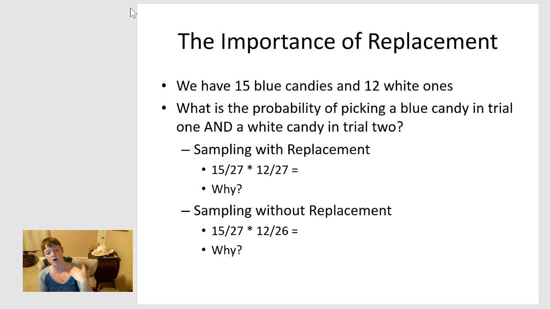And so instead of just multiplying the two probabilities, where you could have done 15 over 27 times 12 over 27 to figure out the probability if you sampled with replacement, now you have to keep track of the fact that you have one fewer candy because you ate the blue one. So you'll have to multiply 15 over 27 by 12 over 26, right? And so now you have a different set of probabilities. Just the importance of sampling with replacement.